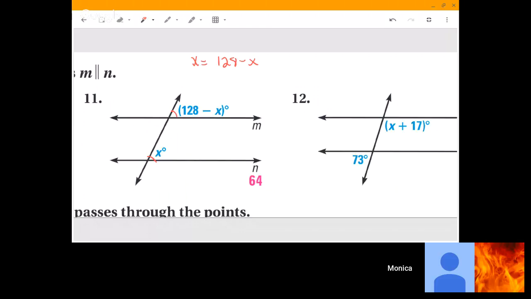Since we have a minus x on this side, we're going to add x to both sides to get x by itself, okay? So x plus x is 2x equals 128. And now we need to divide by 2 on both sides. So 128 divided by 2 is going to give us 64. So if x equals 64, then both of those lines would be parallel. You're welcome.